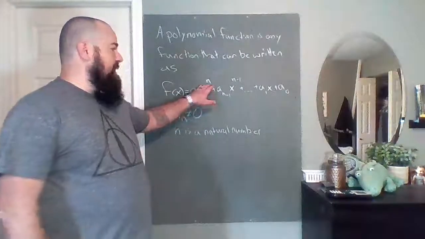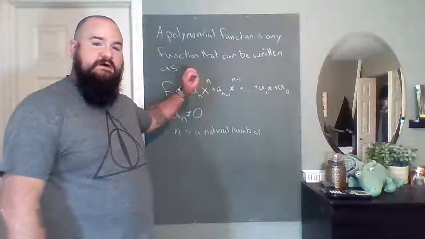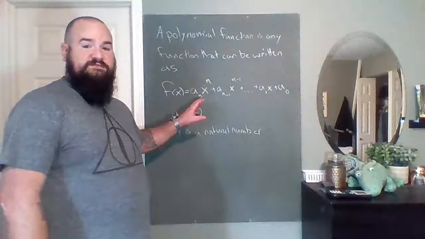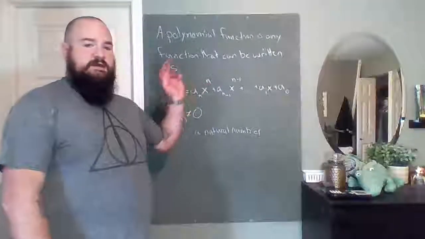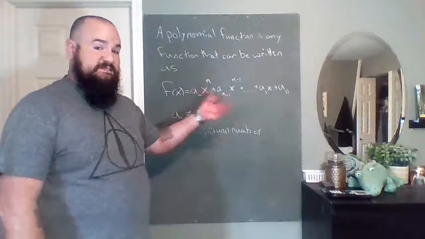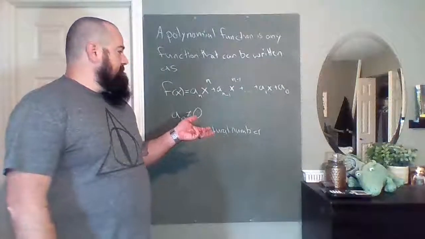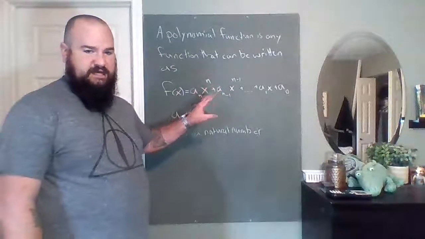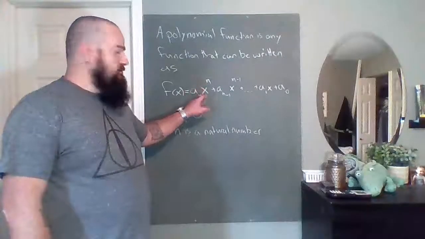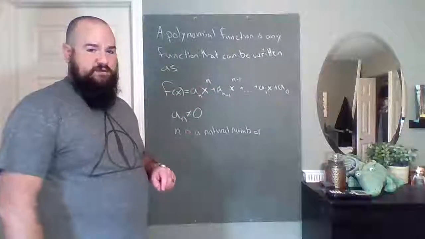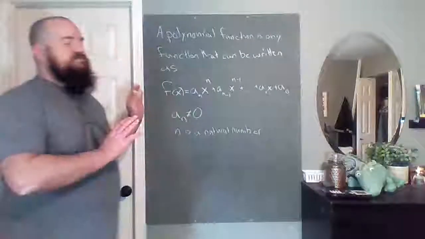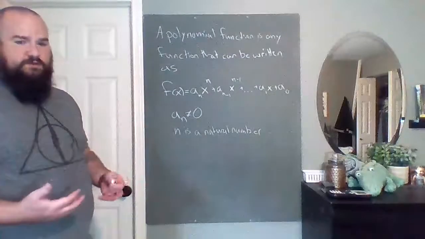So we're always going to have a positive whole number exponent here. We're always going to have something like 5, 7, 18, 2, and 0 could be one. But we'll never have something like negative 4 or 3 halves or anything like that. So our exponents on our variables will always be positive whole numbers or natural numbers. This is a very basic definition of a polynomial.